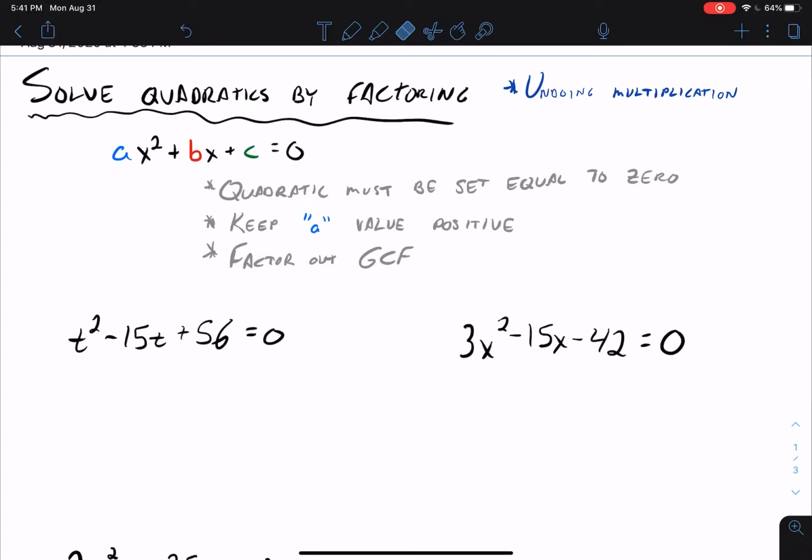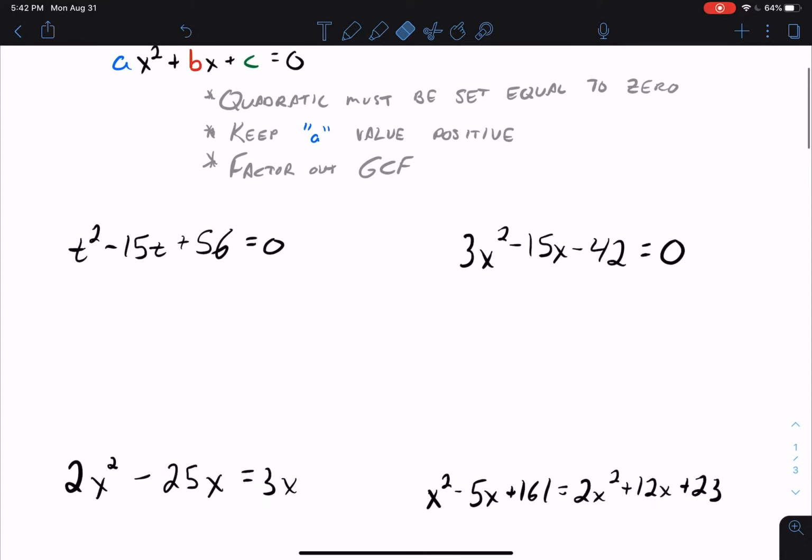Some helpful hints are we should keep the a value positive, so we should keep the coefficient on the x squared positive. And then we should also factor out the GCF before we start factoring further. Remember, this is undoing the double distribution that we did with polynomial multiplication, so we need to factor this back into its two binomials.